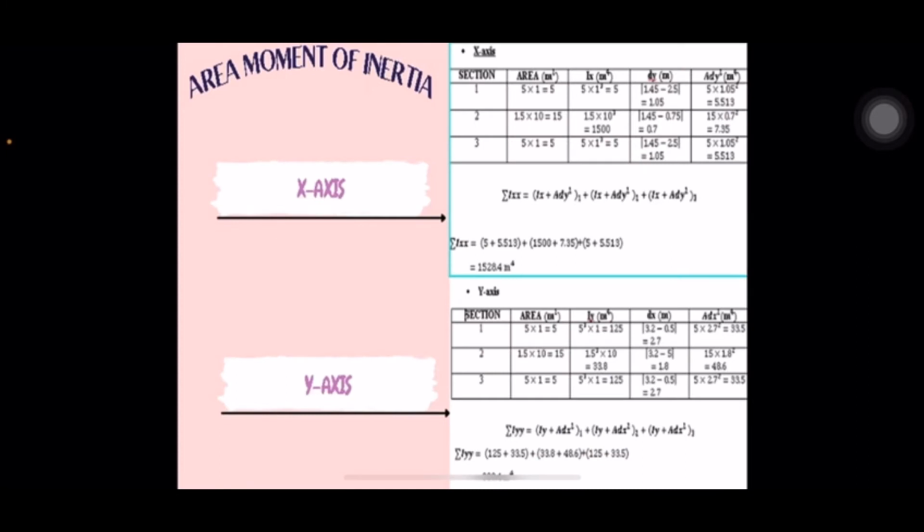The area moment of inertia. This is the calculation of area moment of inertia. Here we get x-axis is equal to 1528.4 meter power of 4, and for y-axis is 339.4 meter power of 4.